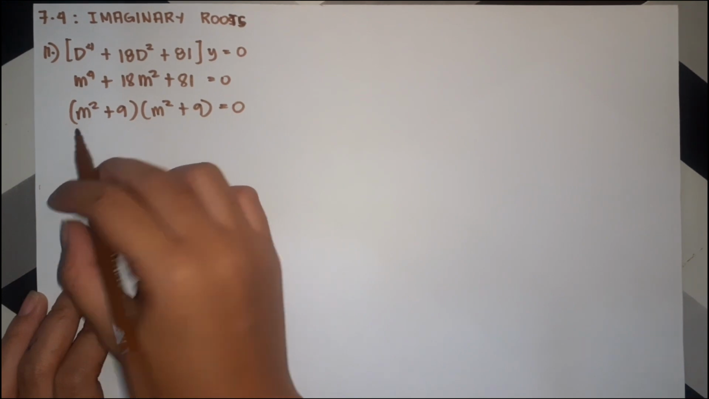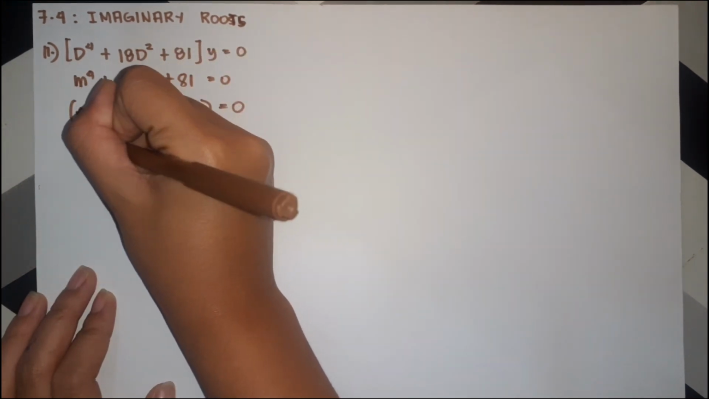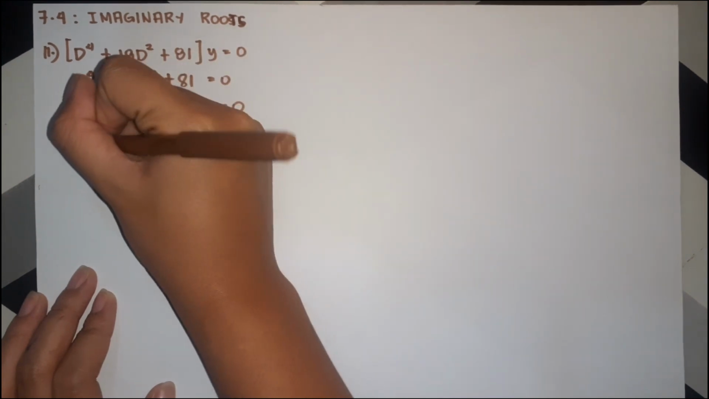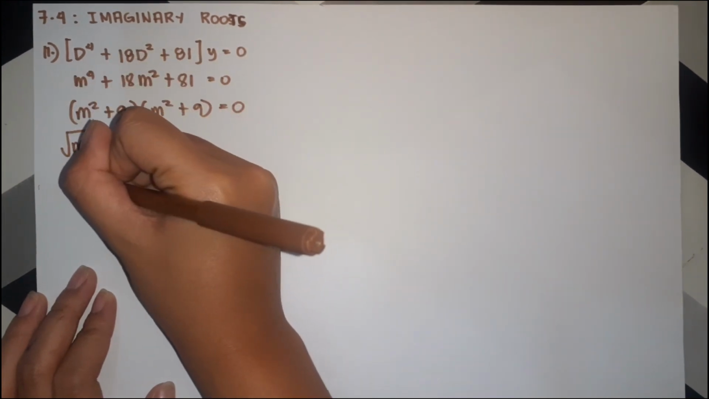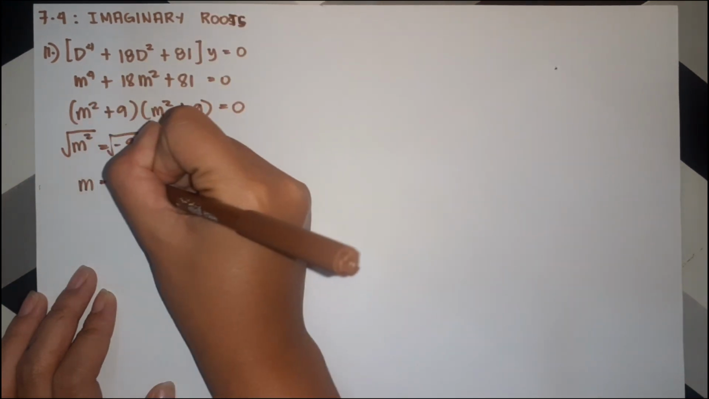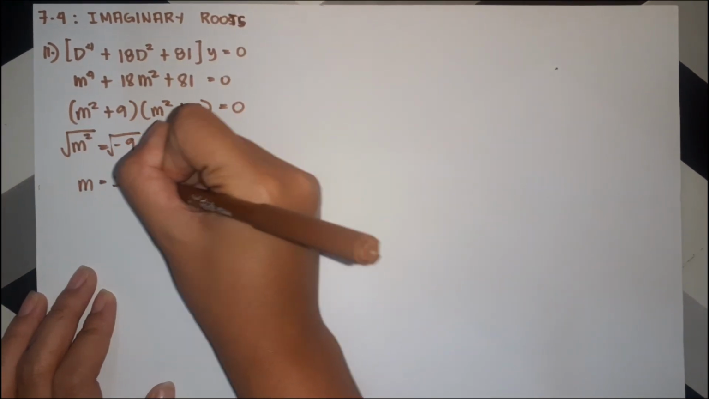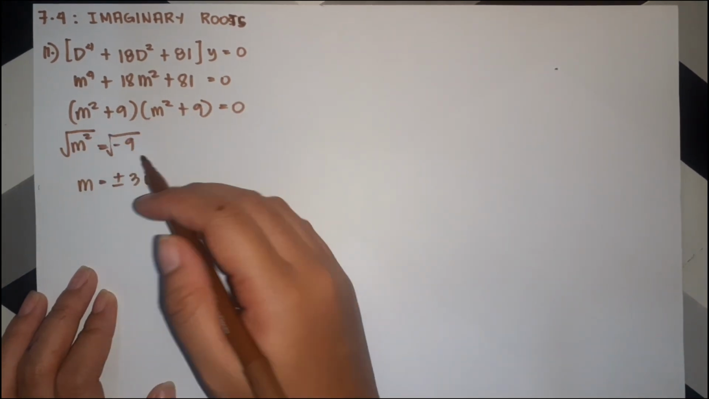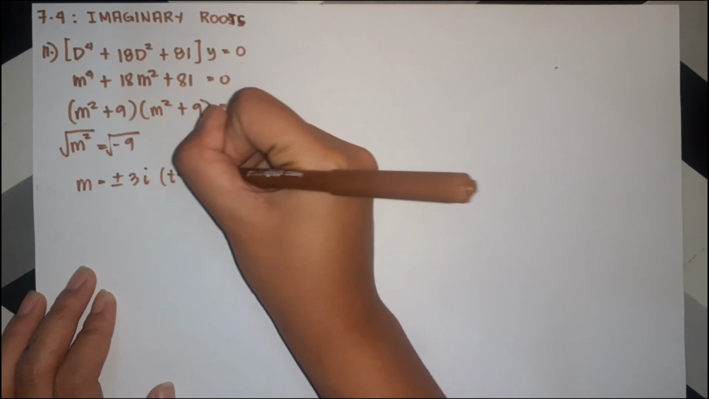So we will get the value of m here. m squared is equal to negative 9. And to get the value of m, get the square root of both sides. So m is equal to positive and negative 3i. They both have the same root, so this will be twice.